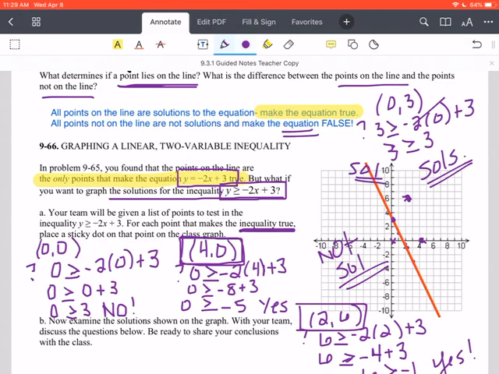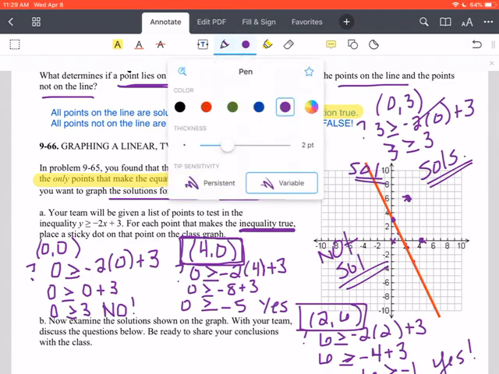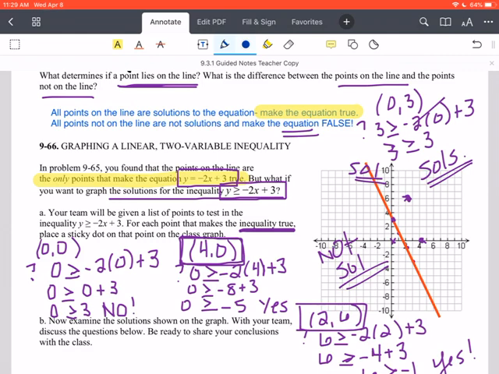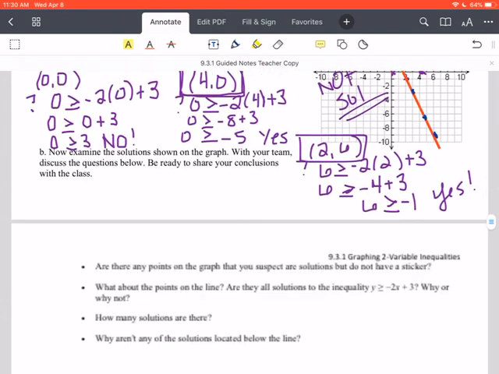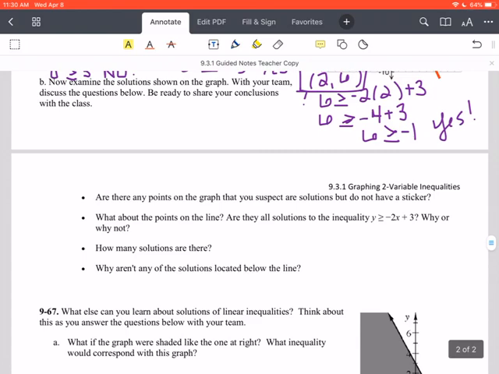Okay, so now we want to examine what's going on here, because remember, we want to represent the solutions to this inequality ultimately on the graph. But we could sit here for days and keep checking points and saying, yes, this works, this works, this works. Hopefully you're catching on to the concept that there are going to be many, many solutions. So we want to use this graph and answer some of these questions quickly below.